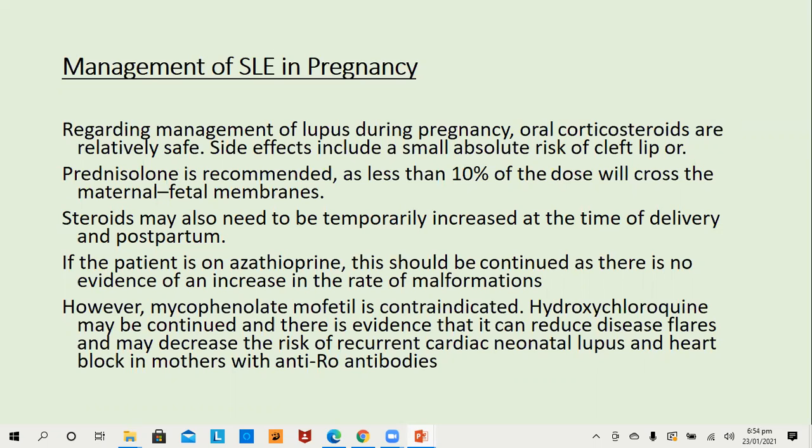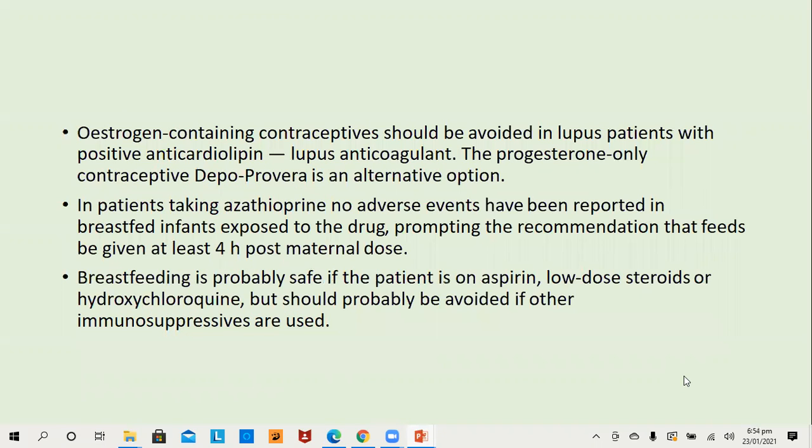If the patient is on azathioprine, this should be continued, as there is no evidence of increase in rate of malformation. So as an immunosuppressive agent, azathioprine is preferable. However, mycophenolate mofetil is contraindicated. Hydroxychloroquine may be continued as there is evidence that it reduces disease flares and may decrease the risk of cardiac neonatal lupus and heart block in mothers with anti-Ro antibodies. So steroids, hydroxychloroquine, and azathioprine are the recommended treatment options for patients with SLE.